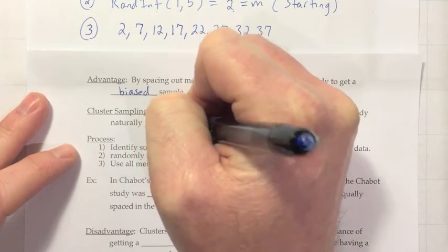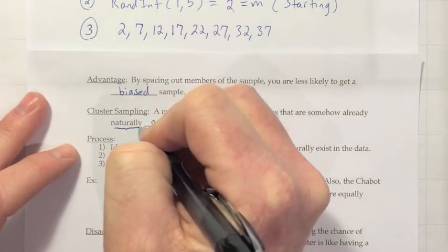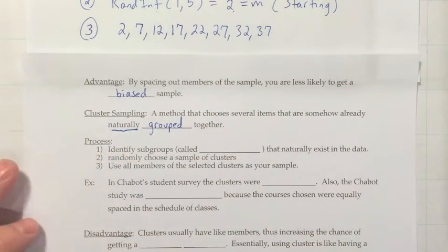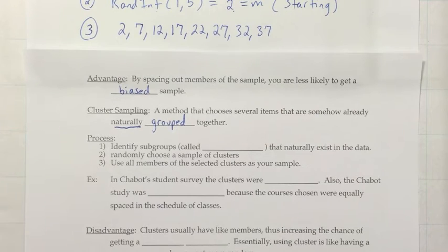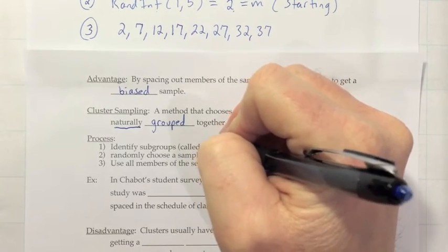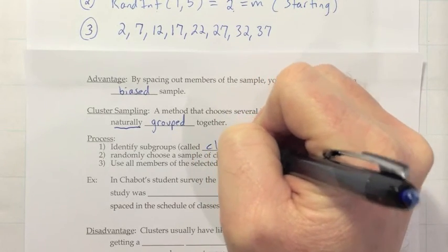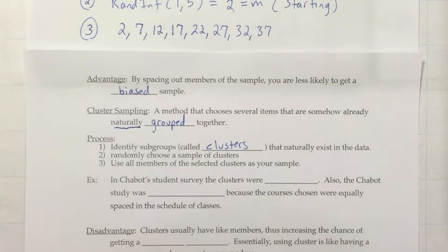Even though we're filling in the word grouped, the word naturally is important too. You're not throwing things into groups. Those groups already exist. And with cluster sampling, you're just making a choice. Instead of choosing individual items, I'm going to choose them as bigger groups and get to my total sample size a little faster. So the process is to identify what the subgroups are. That's what we're going to refer to as our clusters.